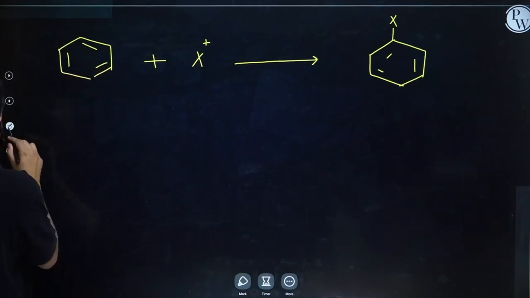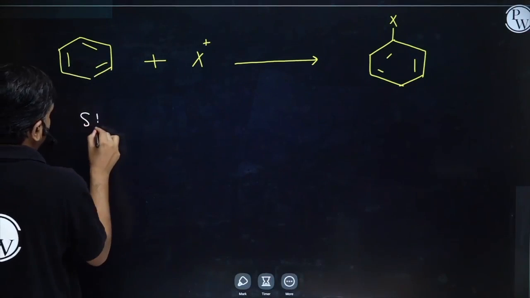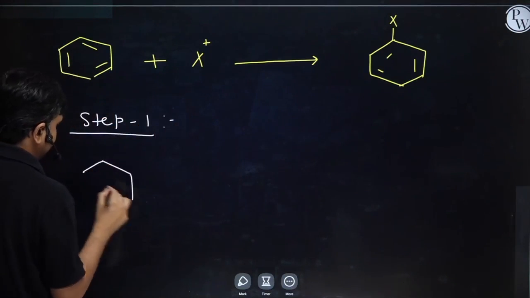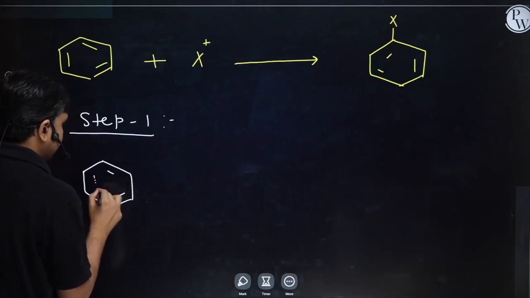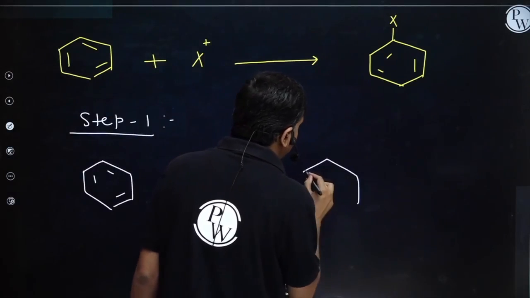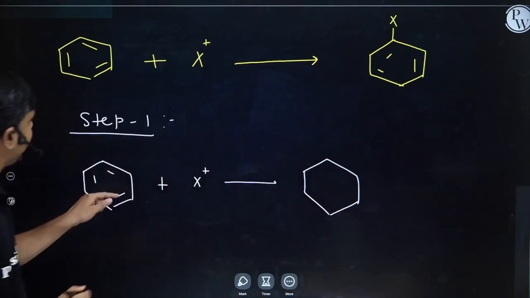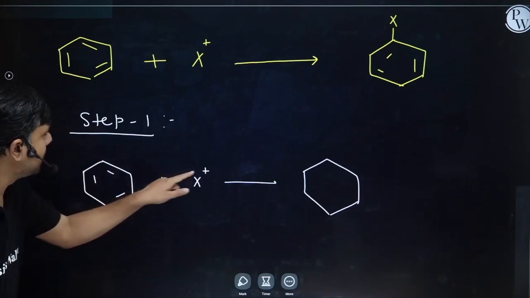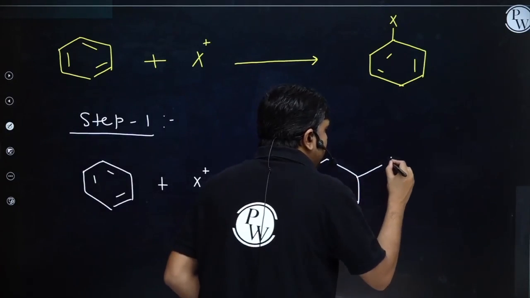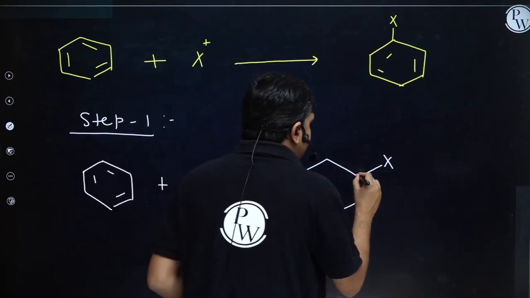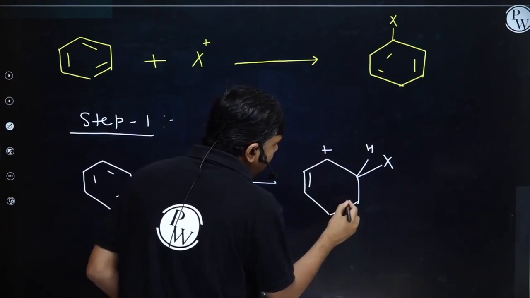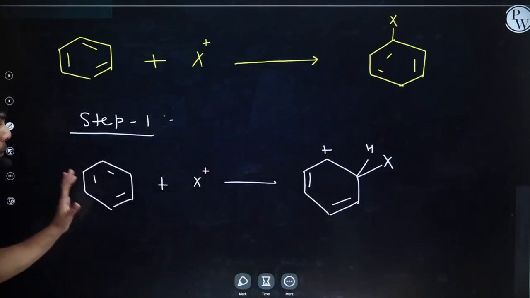Student, basically this reaction occurs in two steps. Step 1, aromaticity is lost. Basically this benzene is treated with halonium ion and the reaction occurs like this. One of the pi bonds is heterolytically cleaved, so I will have negative here, positive here. On the negatively charged carbon, this X plus will attack, so I will have the addition of this halonium here. I will have one hydrogen here, and the formation of a carbocation here, pi bond here and pi bond here. This is step 1.